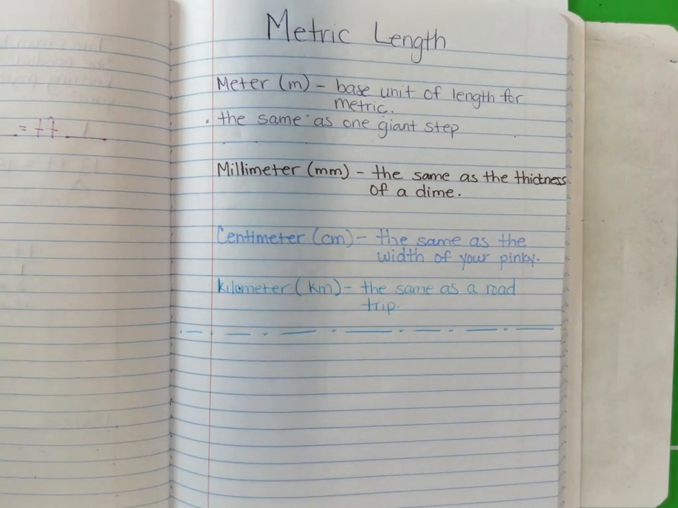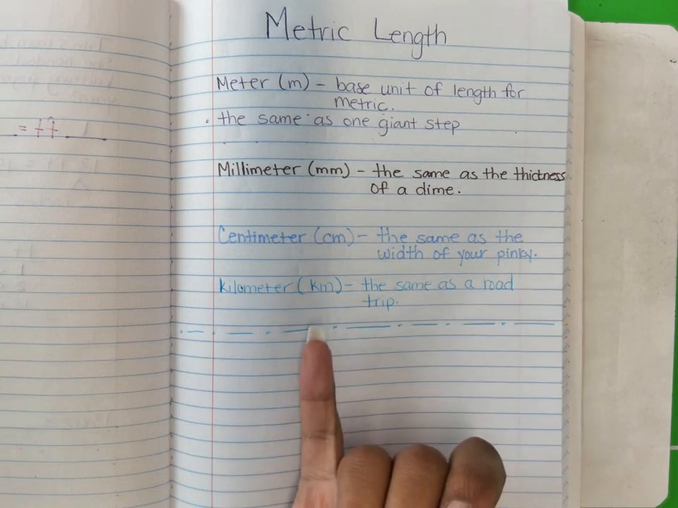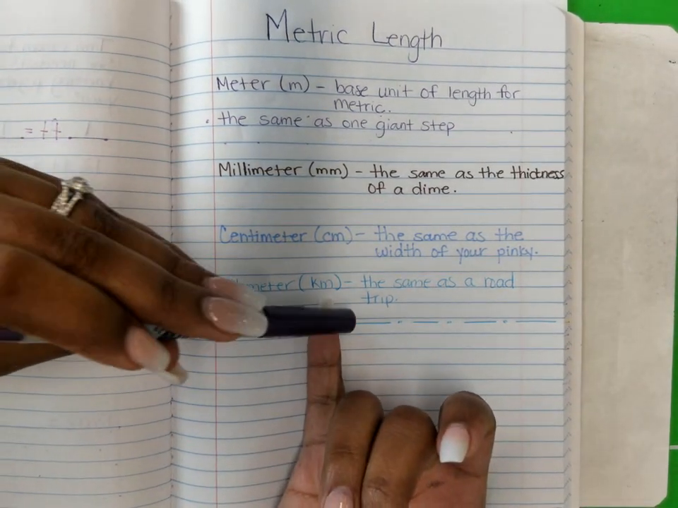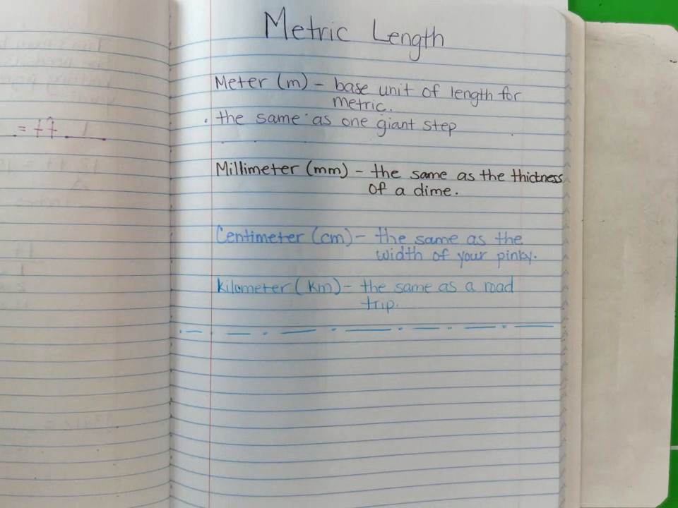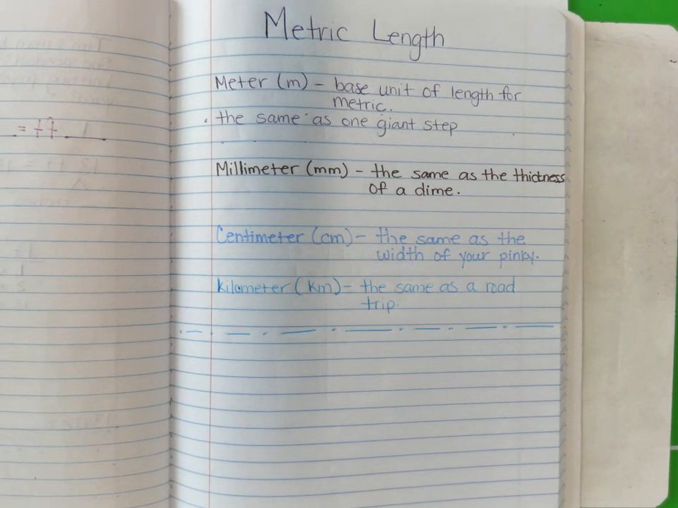Centimeter is about the same width as your pinky. So if you look at your pinky, from one side to the other is about a centimeter. And some of the items that we said in class that we could measure using a centimeter could be, looking at the chart, a button or a penny or a push pin, something that's a little bit bigger than a millimeter.